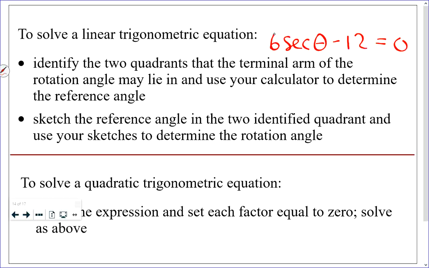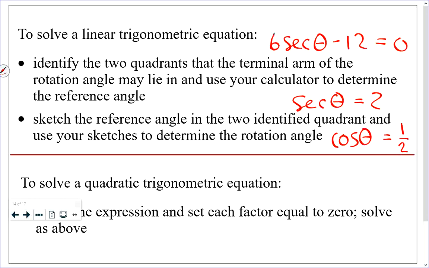What you would do is you would rearrange this for the trigonometric ratio. We would get 2 because you add 12 to both sides, then you divide by 6. You would go a step further and then write cosine of theta equals the reciprocal of it, and then you would solve the equation. And if you know the unit circle, it's at the 60-degree mark and the 300-degree mark.